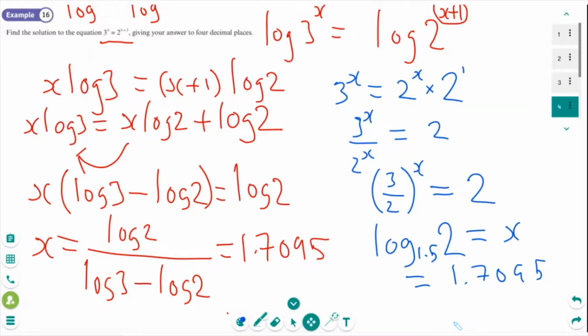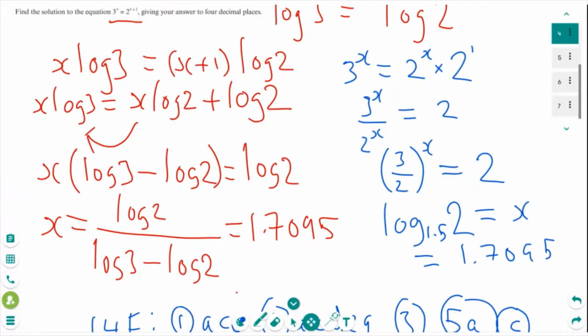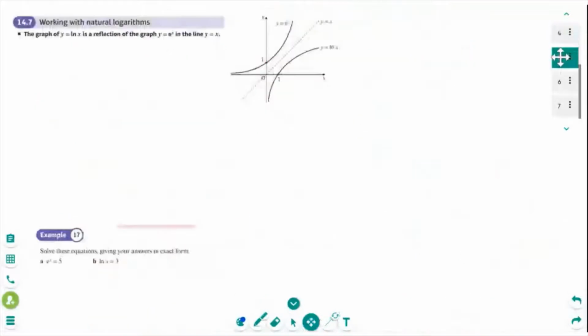Okay, any questions? Okay, next bit. Page 326. 326. About natural logarithms. So on your calculator, you have this other function.